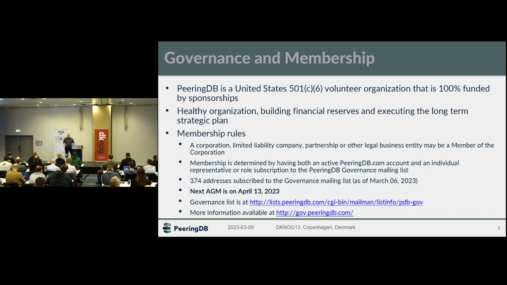And next, you may ask, who can be a member of this association? Almost everyone. The only thing you have to do is register at PeeringDB. That means you have to run a network, a facility, or an internet exchange. And second, you have to subscribe to our governance list. And if you do, your organization automatically is a member of this association. That means as an association member, you can vote, and you can also be voted onto the board.